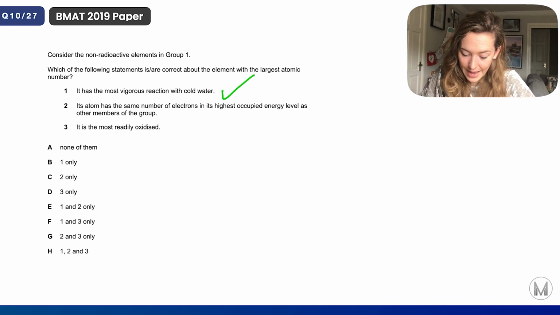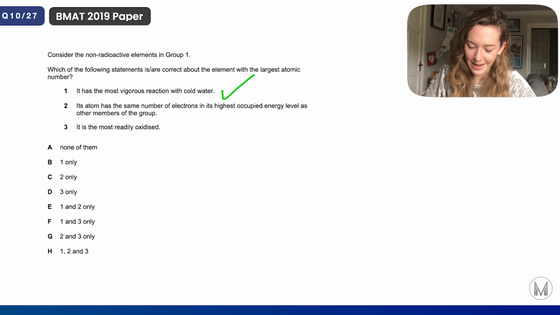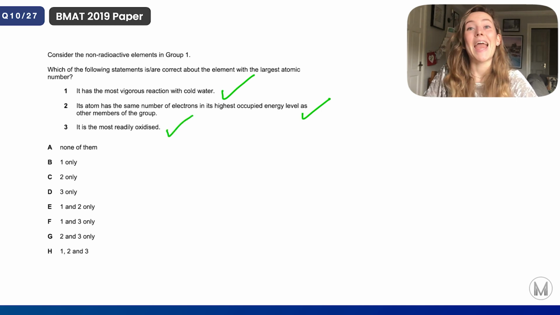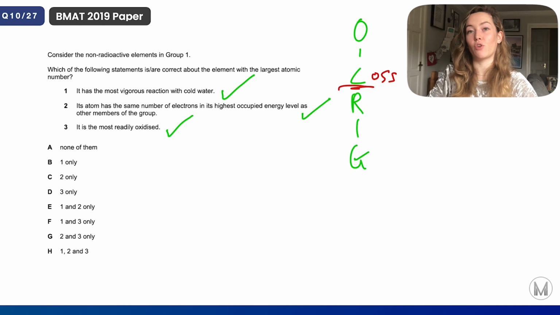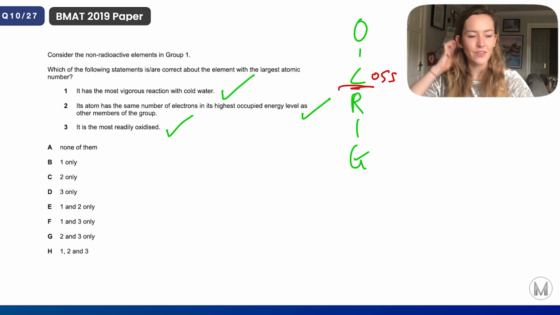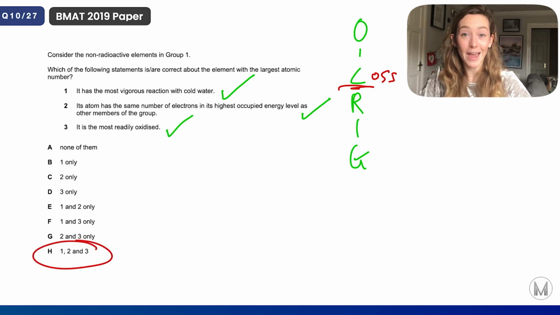Statement 2, its atom has the same number of electrons in its highest occupied energy level. Yes, it's got one. All of the elements in group 1 have got one electron in the highest occupied energy level. That's why they're in group 1. And statement 3, it is the most readily oxidized. This is also true for the same reasons as I discussed for statement 1. It is the easiest to lose that electron from the outermost shell. Remember OIL RIG? Oxidation is loss of electrons. So it's easiest as we move down the group to lose the outermost electron because of the shielding and the size and the radius. So we can see that all 3 of these statements are correct. So the answer is H.